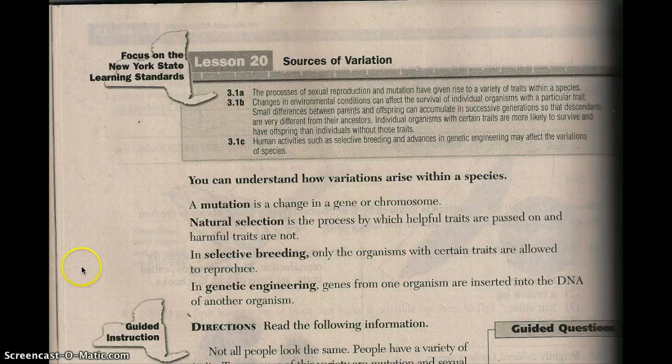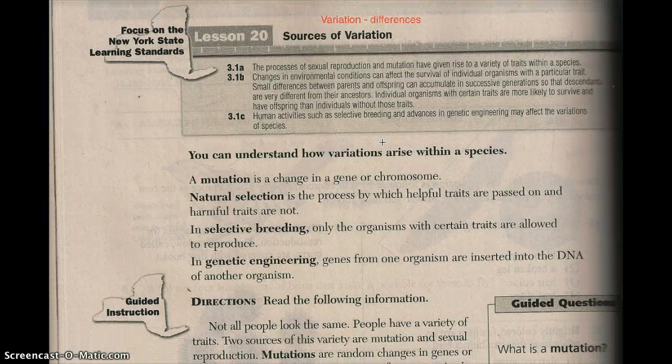All right, so sources of variation. Variation means differences, how things vary. And what they mean by sources of variation, they're talking about different organisms, all living things. Why are they different from one another? How did a giraffe become different than a turtle? How did a zebra develop stripes? Those type of amazing questions that we've been asking.